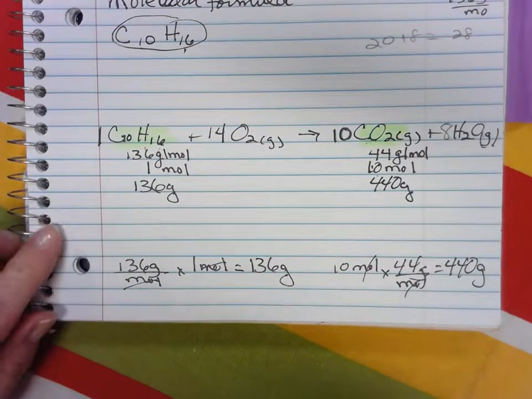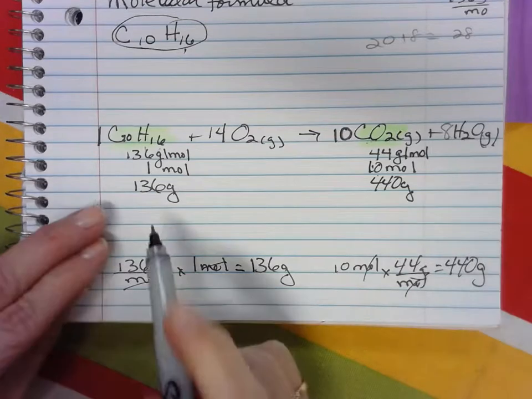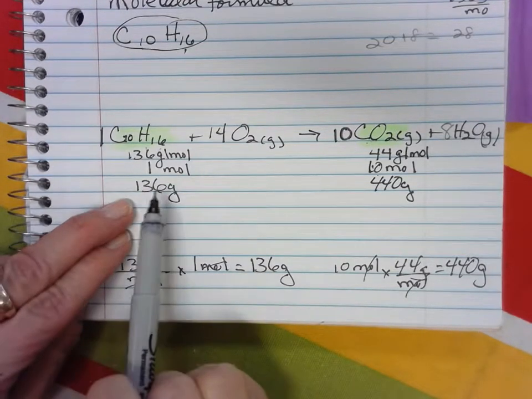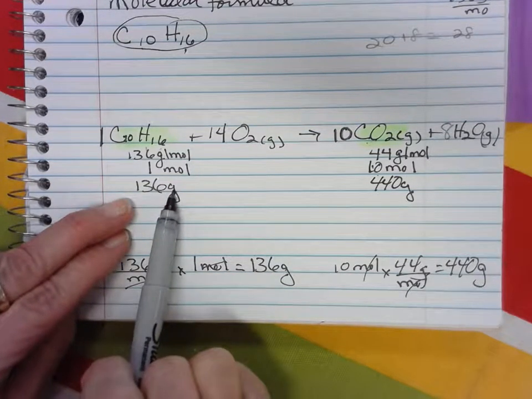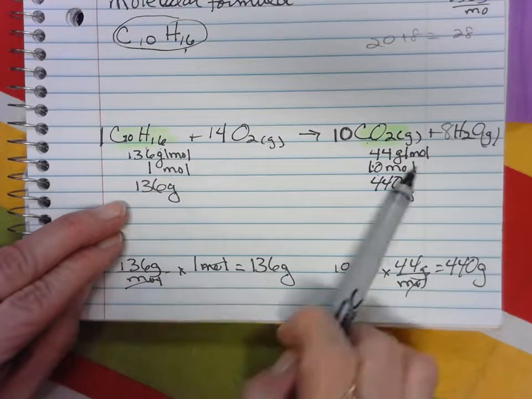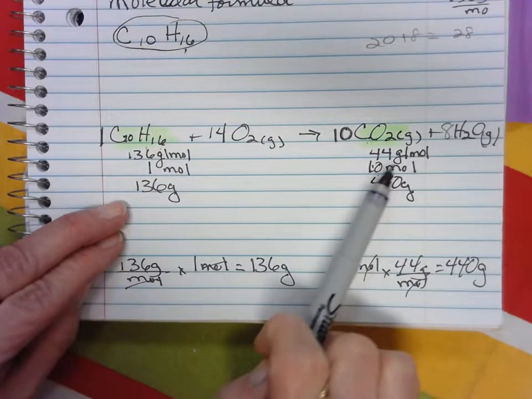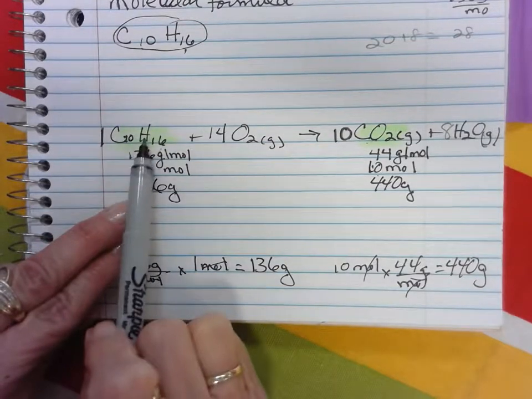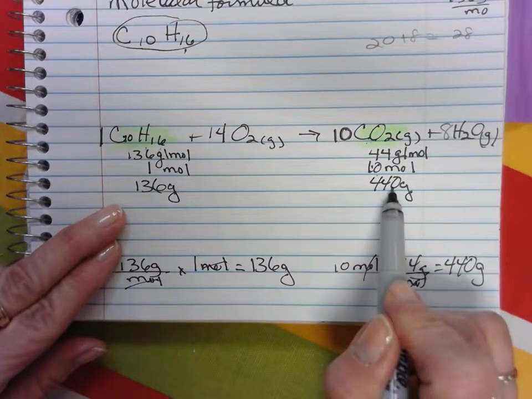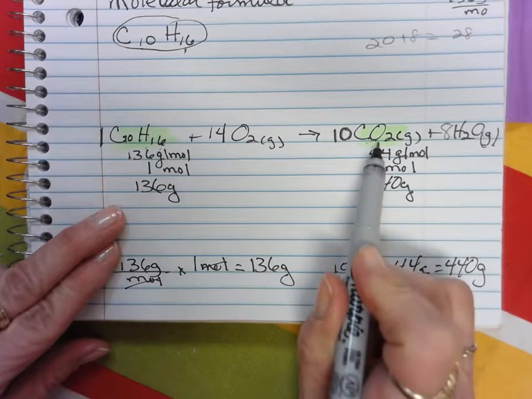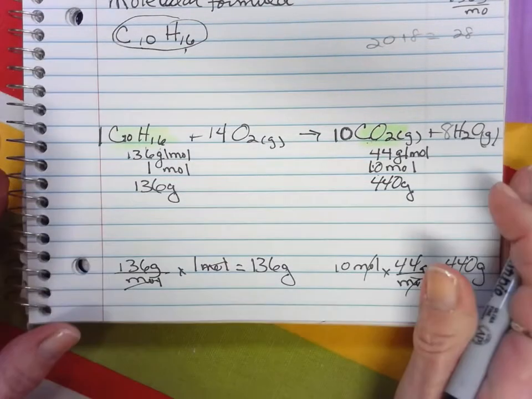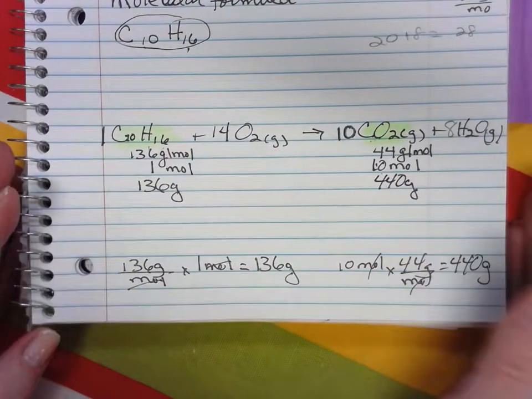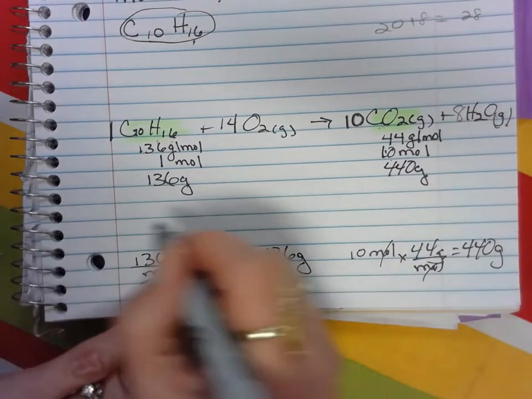Now, I have a whole lot more than 136 grams. So the way this equation is currently reading, it's currently reading 136 grams of this stuff burns and gives me 440 grams of carbon dioxide. But I have a whole lot more than that. I have 7.63 kilograms.